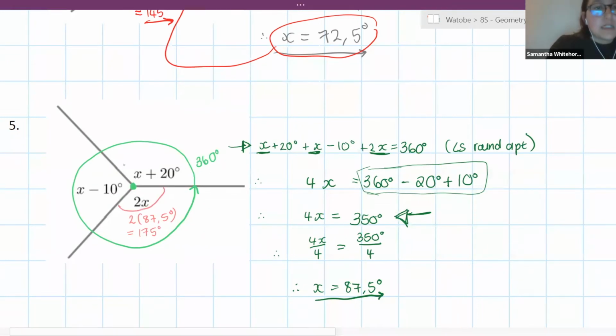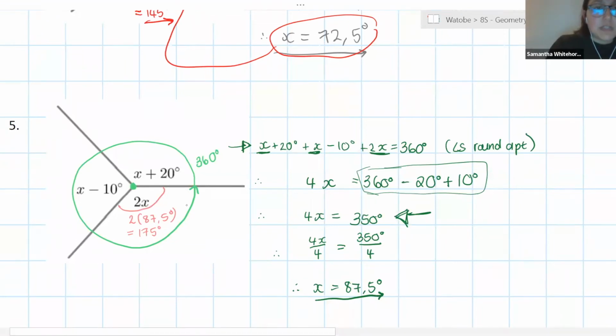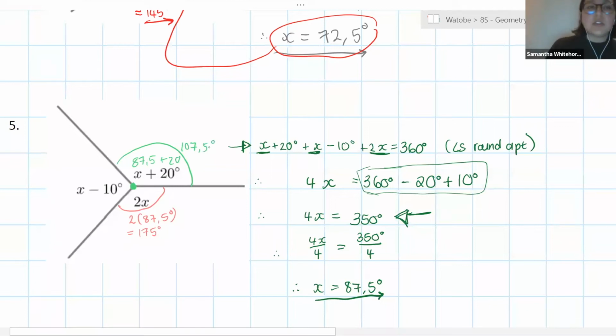If I wanted the size of my x plus 20 angle, I'm just substituting in 87.5 plus 20. So that means the size of that angle there is 107.5 degrees. And so if you just keep substituting in, you'll get the actual sizes of the angles.